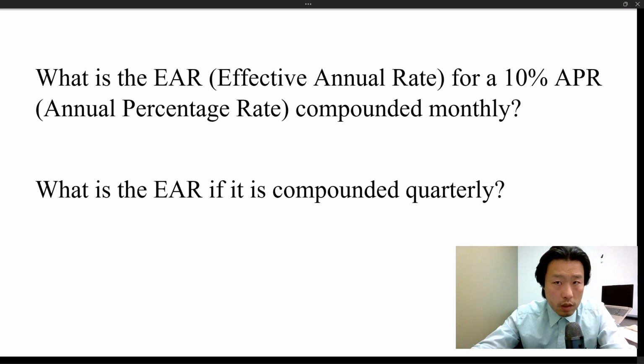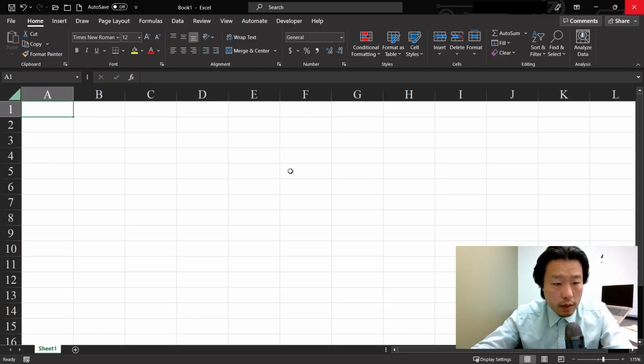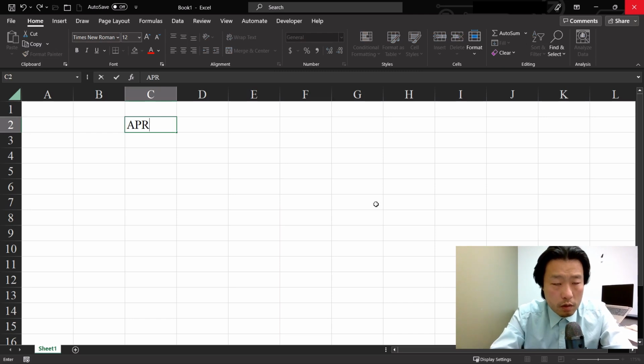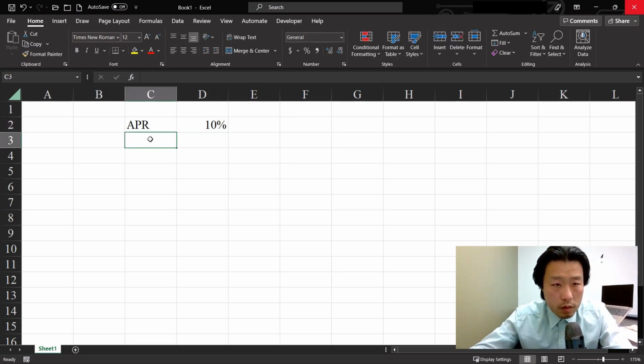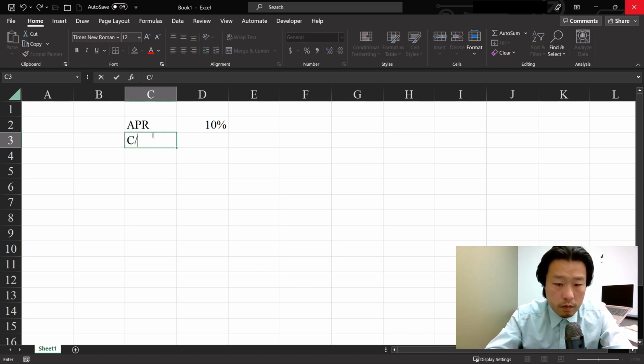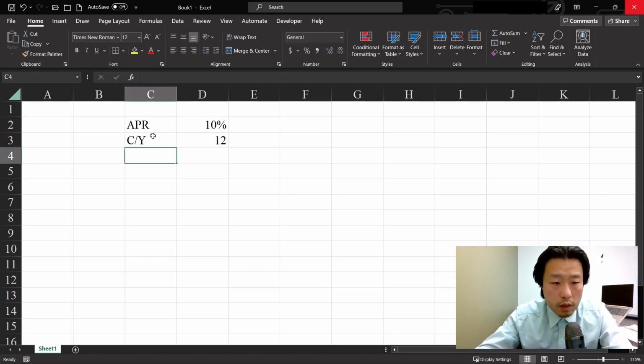What is the EAR for 10% APR compounded monthly? What is the EAR if it is compounded quarterly? To solve this question, let's go to Excel. We have the APR of 10%. It is compounded for 12 times per year.